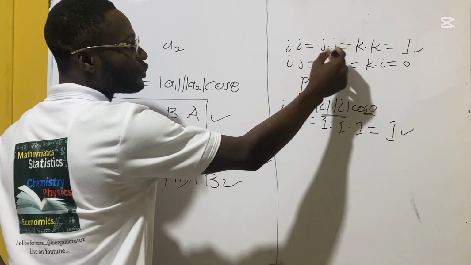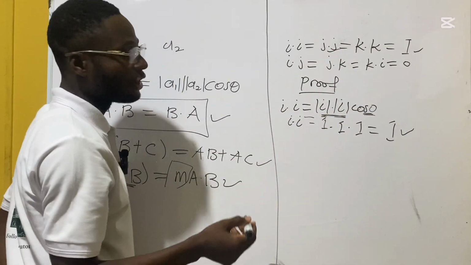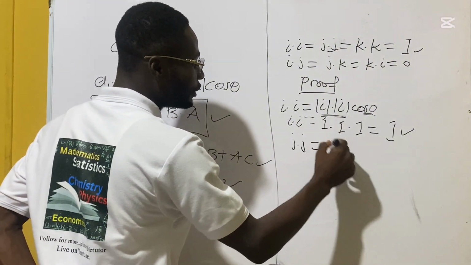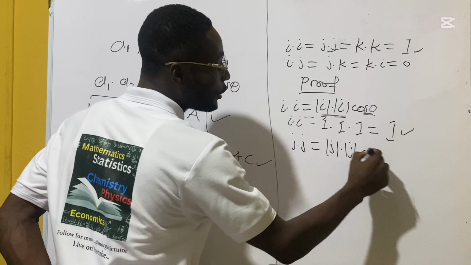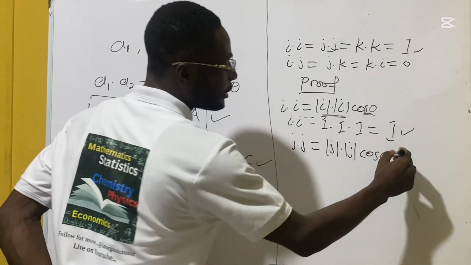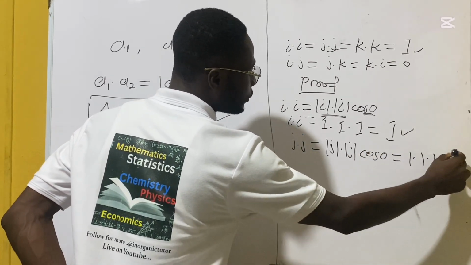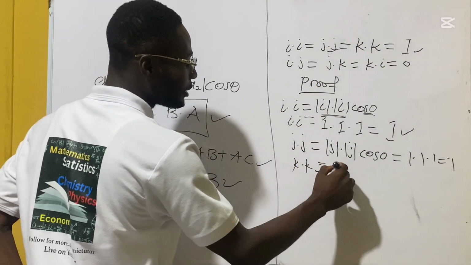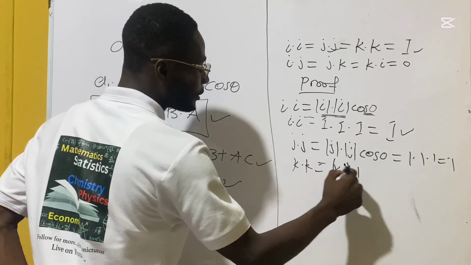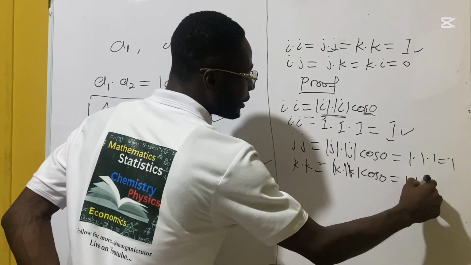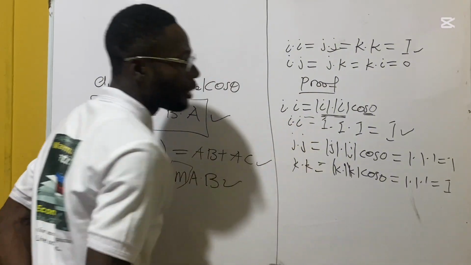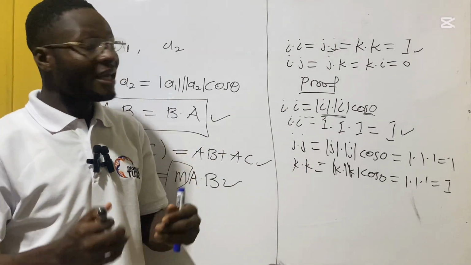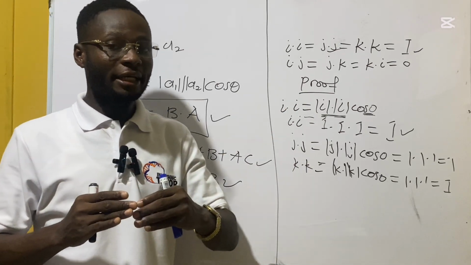So basically it runs through for the j dot j, k dot k. So the same thing for the j dot j. So that is equal to the magnitude of j times the magnitude of j cos 0. So that is equal to 1 times 1 times 1. That is equal to 1. Okay, the same thing applies to the k dot k. So that is also the same process, cos 0, and that is 1 times 1 times 1. That's also 1.